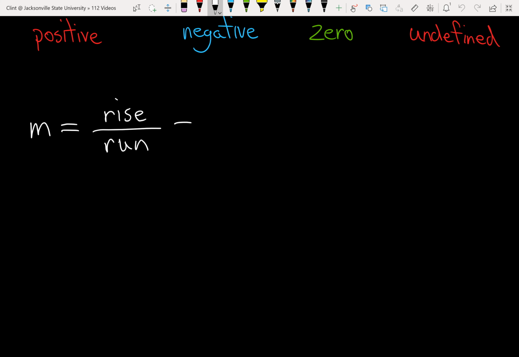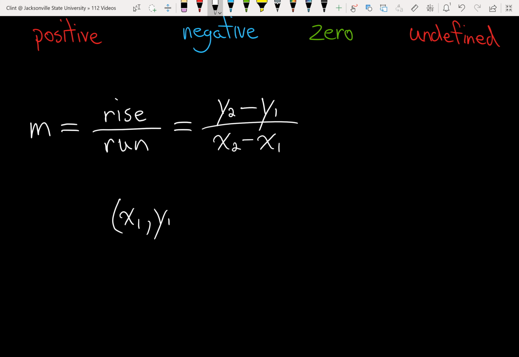And the way we calculate that is we'll need 2 points on the line. And we take the y coordinates and we subtract those. Usually we write it y2 minus y1. So we say how much does our line change vertically? And we divide that by how much our line changes horizontally, so x2 minus x1. So x1, y1, that's 1 point on the line, and then x2, y2 is another point on the line. If we have 2 points, then we can figure out the slope of a line.